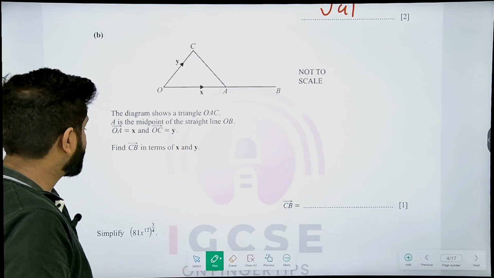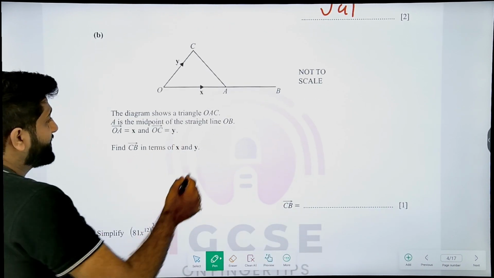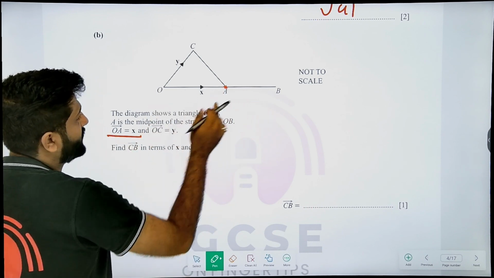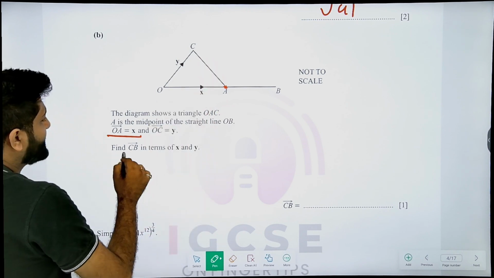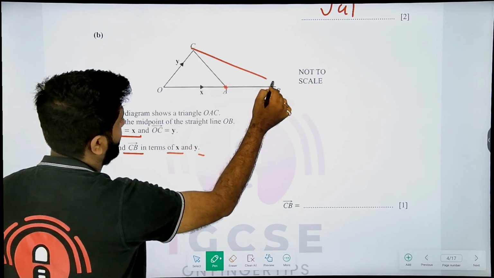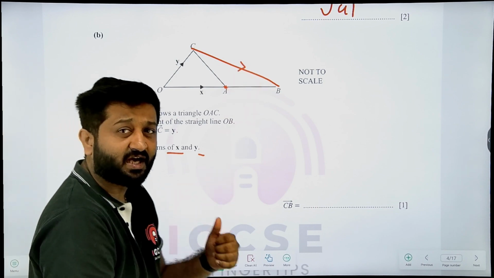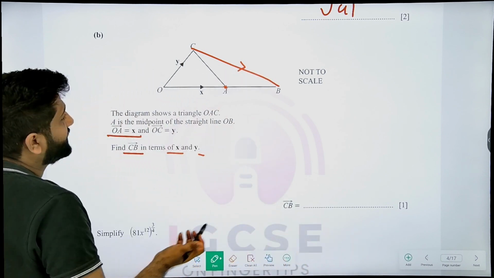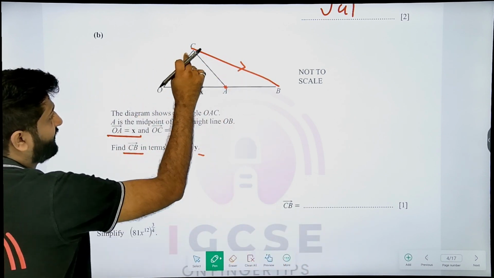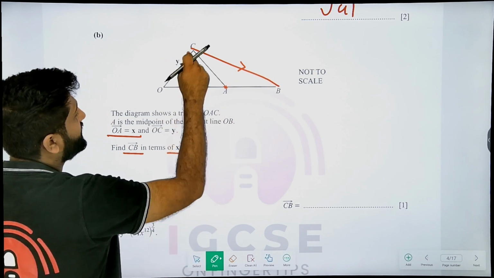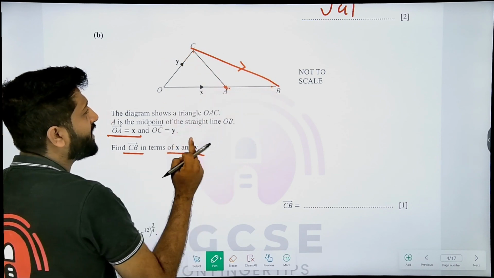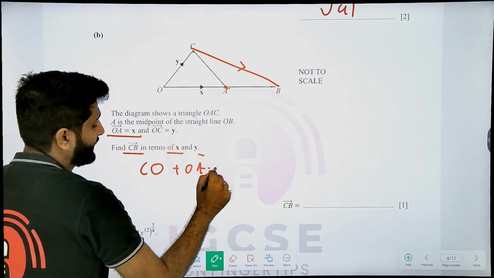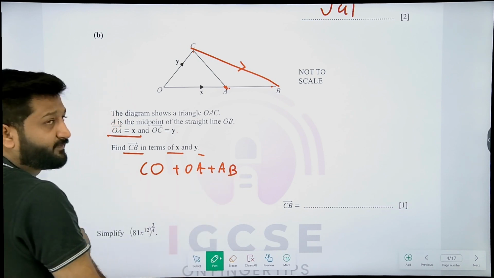The diagram shows a triangle OAC. A is the midpoint of OB. OA is x units and OC is y units. Find CB in terms of x and y. Guys, I have to find CB, which means I have to start from C and move towards B. I can either go from C to A, then A to B, or I can go from C to O plus O to A plus A to B, right?